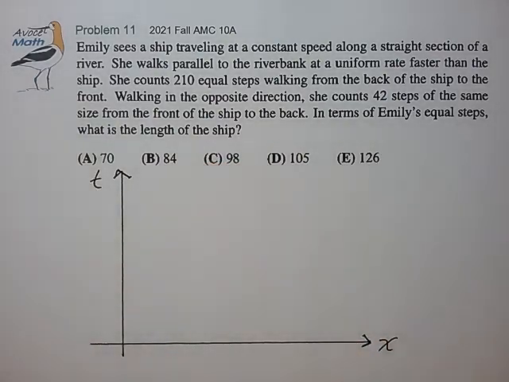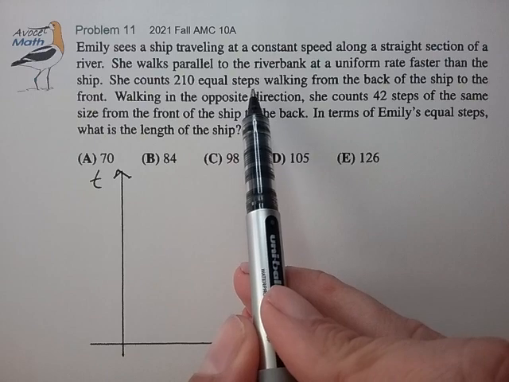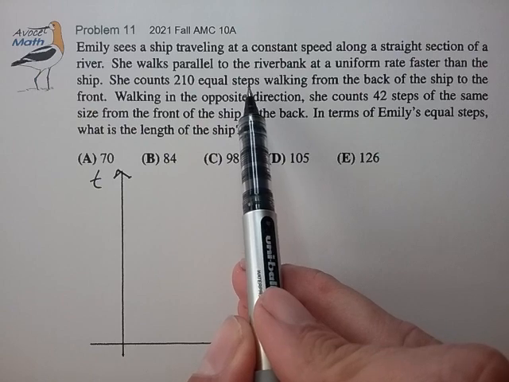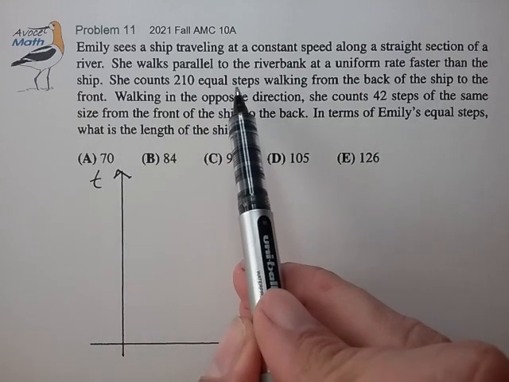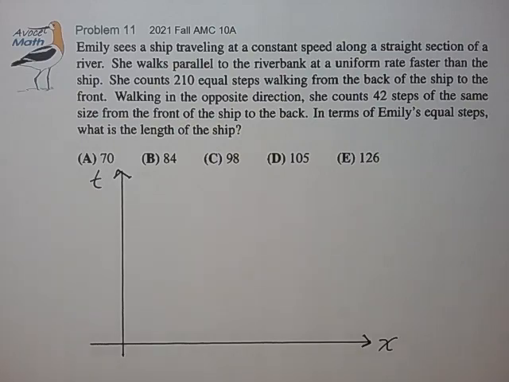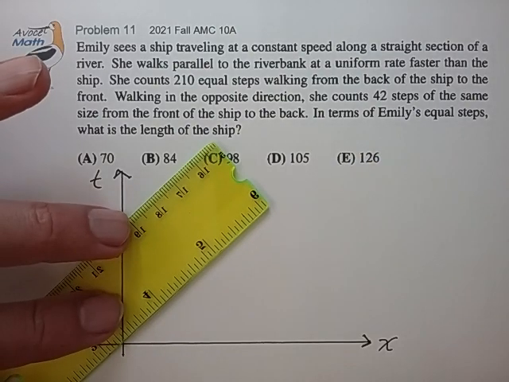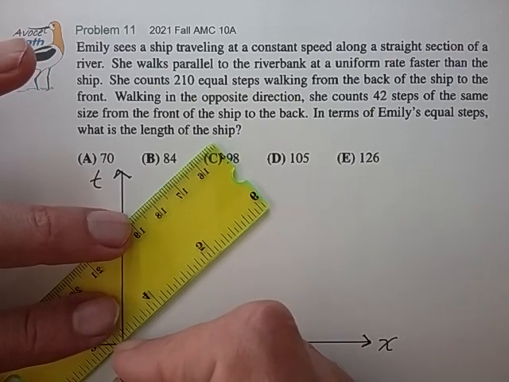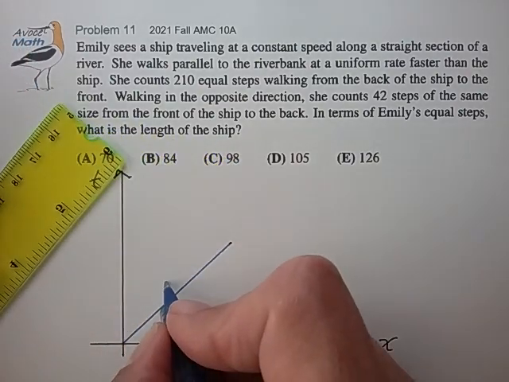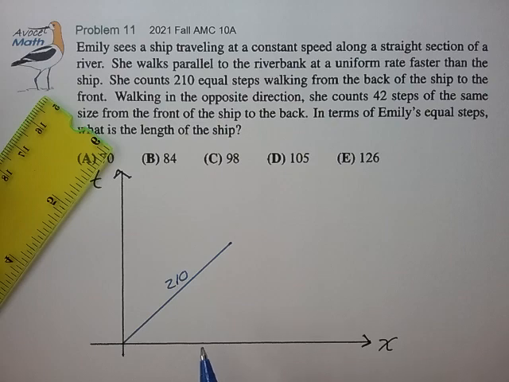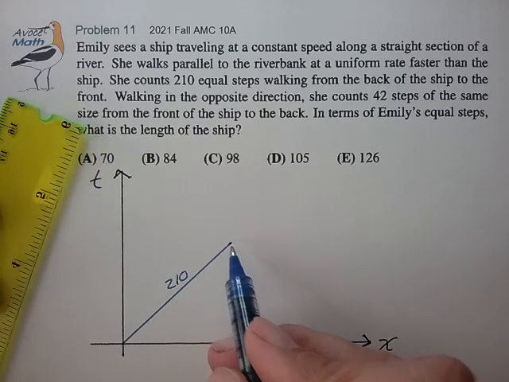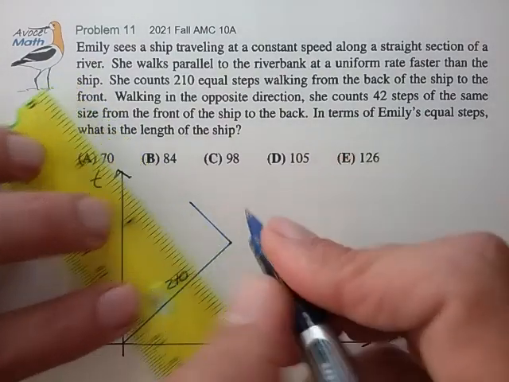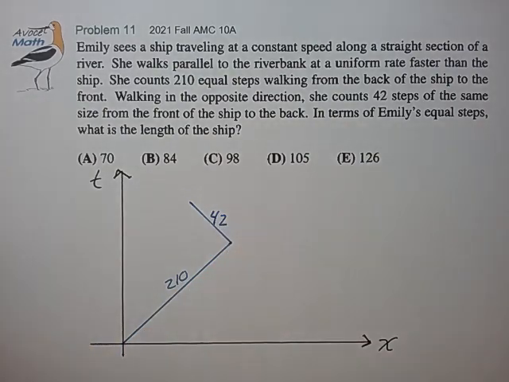t. Now it seems as though the size of the steps and the time units of the steps are not important, so why don't we choose a convenient time step of 1 unit time per each unit step to make this graph as simple as possible. And when we do that, we realize that Emily starts at time 0 at a position we'll call 0 on the riverbank and proceeds 210 steps at a 45-degree angle on this graph, and then reaches the front of the ship, at which point she turns around and marches back 42 steps to reach the back of the ship again.